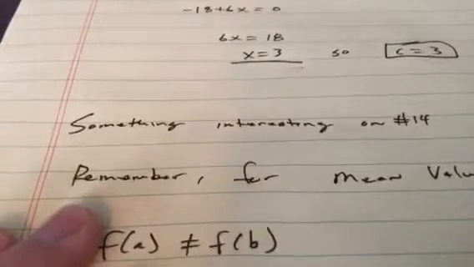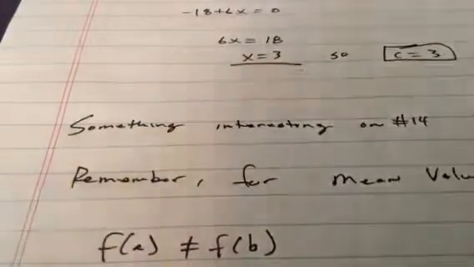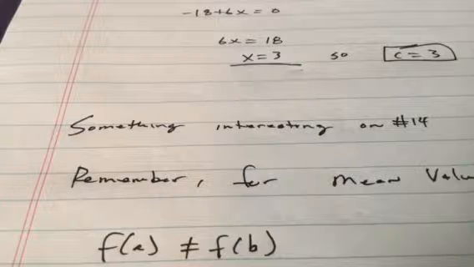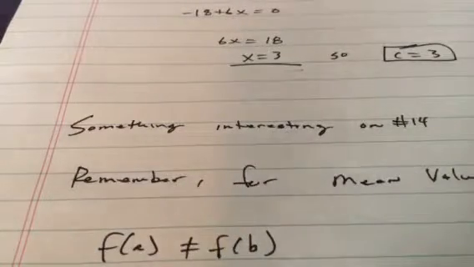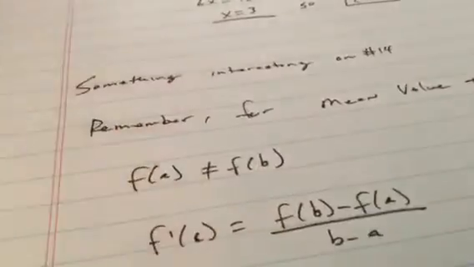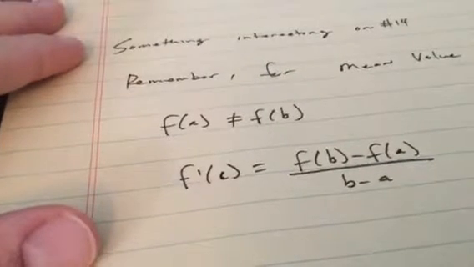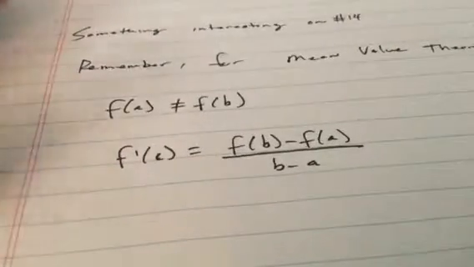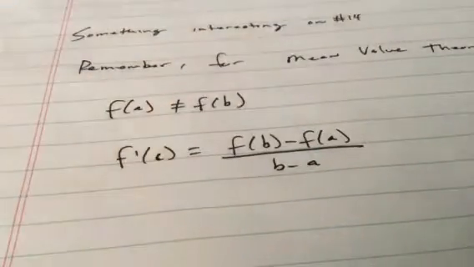Guys, there is something interesting on number 14. Remember, you could get a no solution type. All right, remember, if you use the quadratic formula and you get an imaginary answer, then it's no solution. It doesn't exist. There is no value. Okay, so hint, hint, wink, wink. Remember, for the mean value theorem, folks, f(A) does not have to equal f(B). You simply use this right here. All right, and folks, that is it.